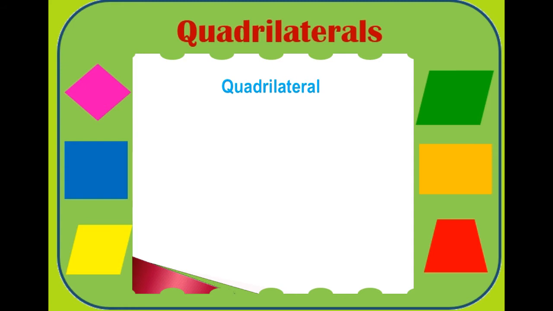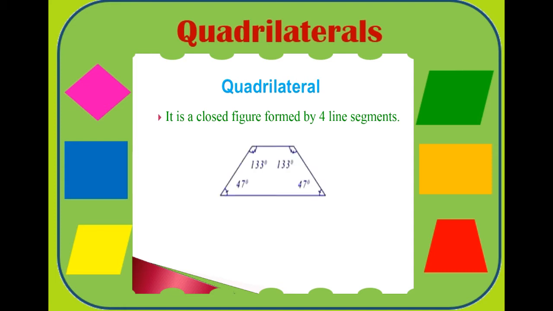Quadrilateral. What is a quadrilateral? A quadrilateral is a closed figure formed by four line segments. Here is an example of a quadrilateral. Here you can see this is a closed figure and it is formed by four line segments: first line segment, second line segment, third line segment and fourth line segment. So these types of figures or shapes are called quadrilaterals.